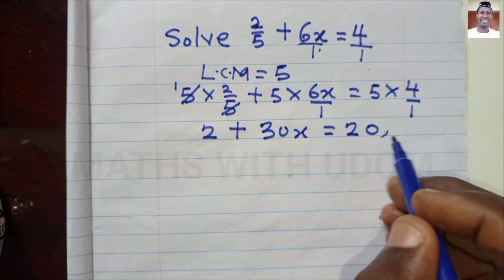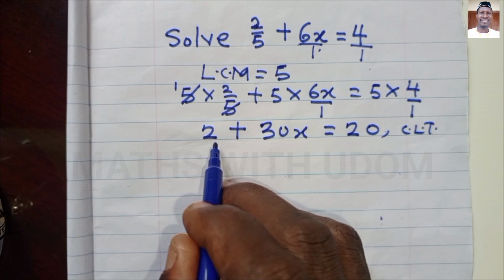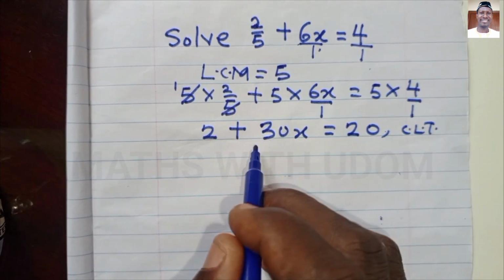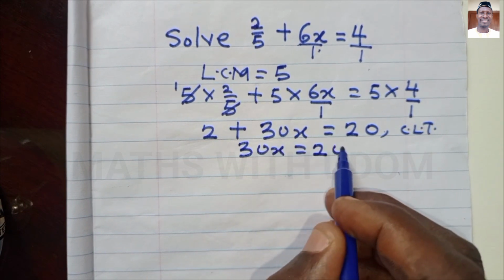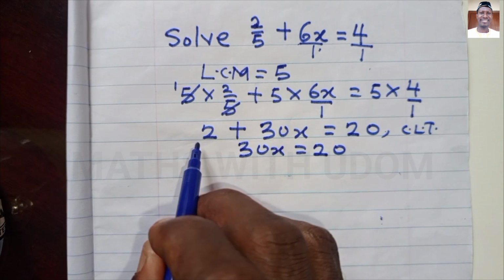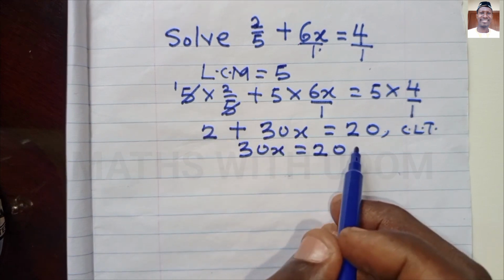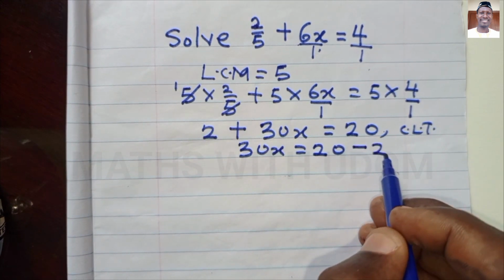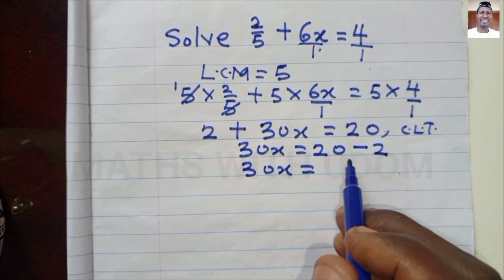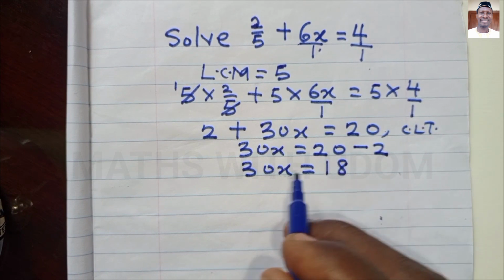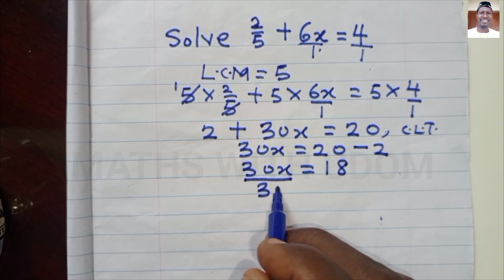So from here, we can collect like terms, okay? When you collect like terms, the 2 here will cross over to the other side. So what is left here is what? 30x. So we have 30x equals to 20. So there's an invisible plus sign in front of 2. So this 2 will cross to the other side and it will change to -2. So we have 30x equals to 20 minus 2 is what? Will give us 18. So we divide both sides of the equation by what? By the coefficient of x, which is 30.